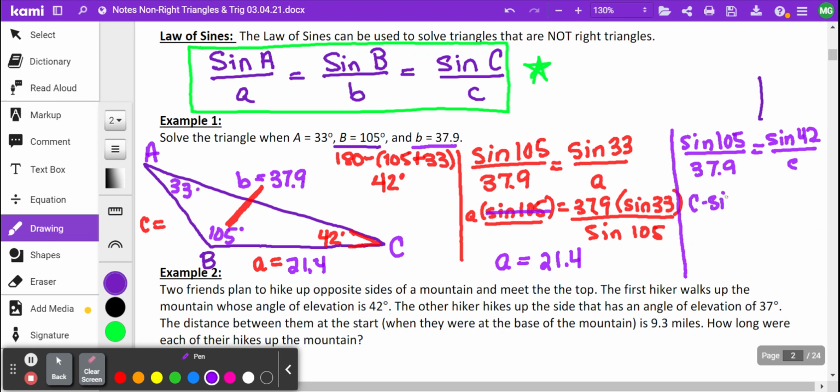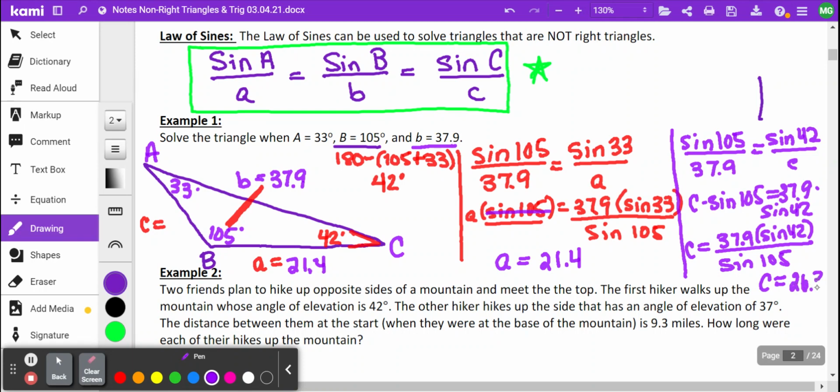So we'll write it out, but you'll eventually get more efficient with this. This equals 37.9 times the sine of 42. And then you'll divide all of that. I'll do a rewrite because it does look messy. So it would be 37.9 times the sine of 42, all divided by the sine of 105. And again, when you put that in your calculator, make sure that you get the answer of 26.3. If you don't, something's wrong because that's the answer.